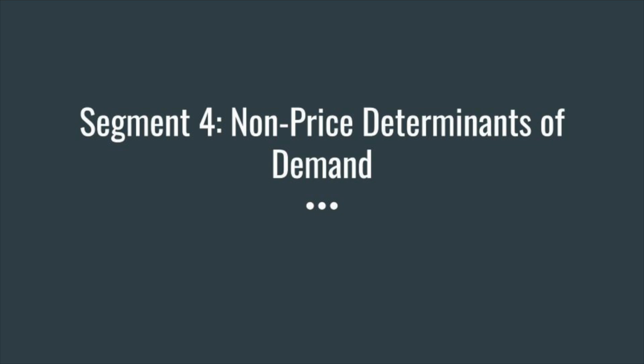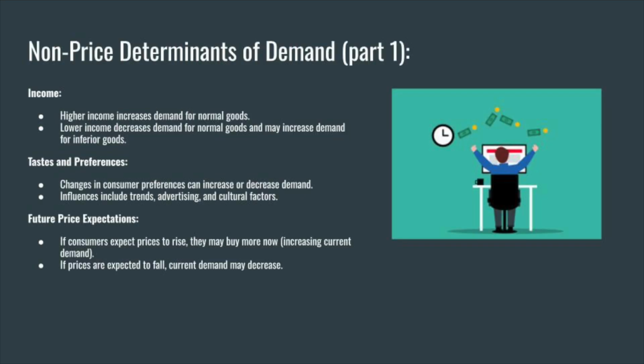Segment 4, non-price determinants of demand. While price is a key factor, other variables can shift the entire demand curve. These are known as non-price determinants. 1. Income. A rise in consumers' income typically increases demand for normal goods, goods for which demand rises as income rises, and decreases demand for inferior goods, goods for which demand falls as income rises. 2. Tastes and preferences. Changes in consumer preferences, often driven by trends, advertising, or cultural shifts, can increase or decrease demand for certain goods.